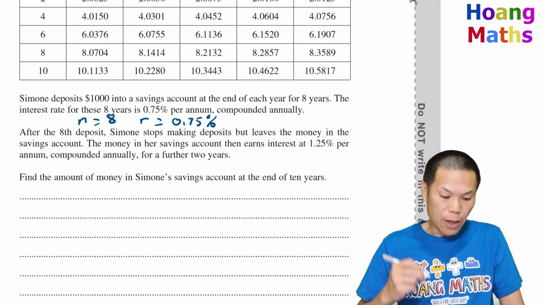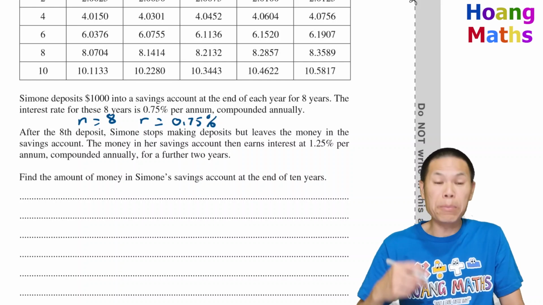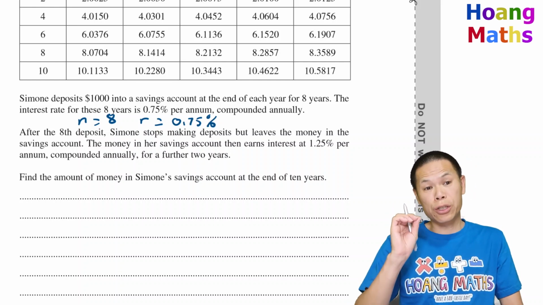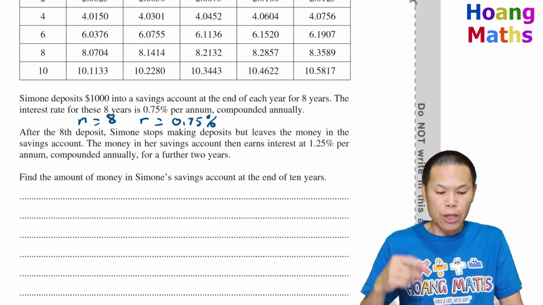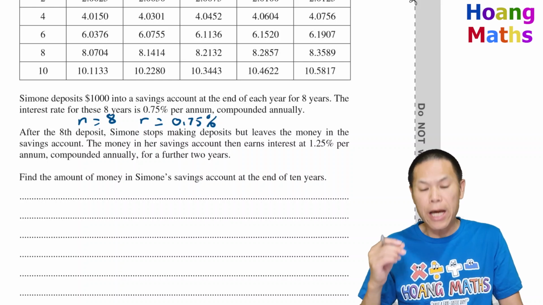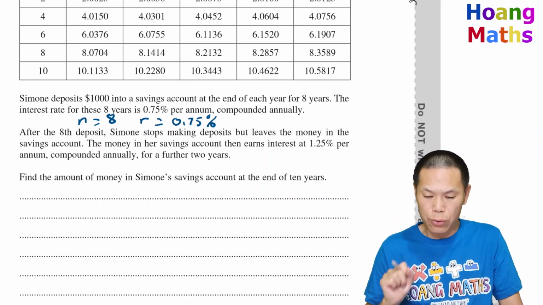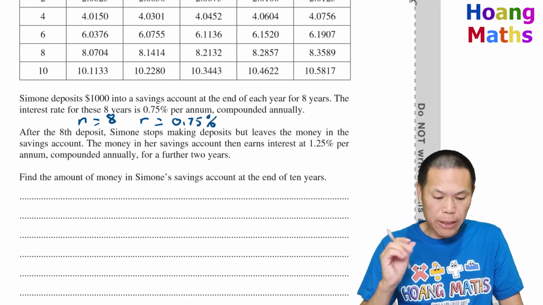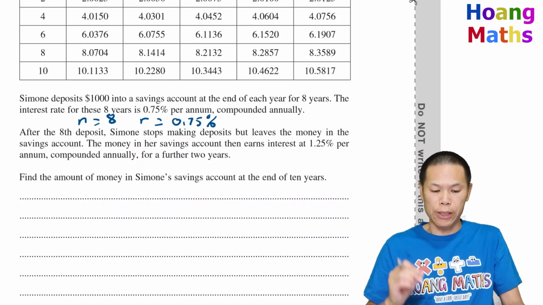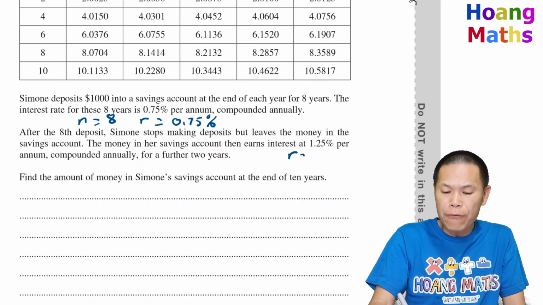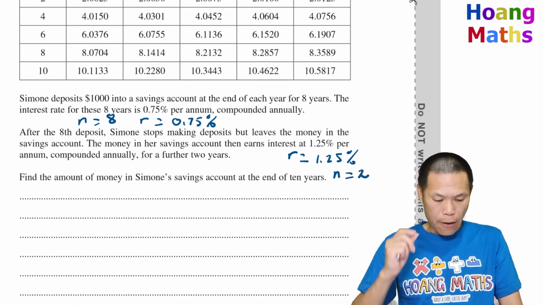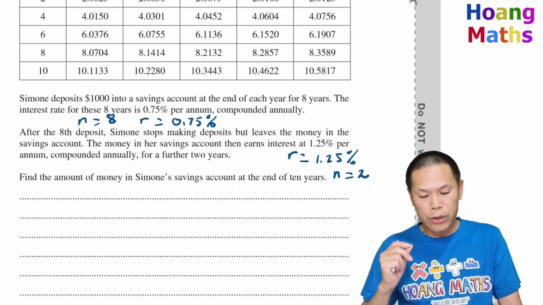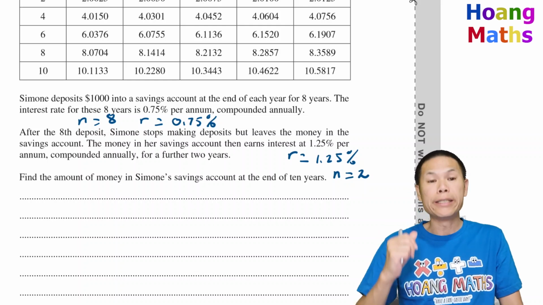Don't forget, after the 8 deposits, that means N is 8, Simon stopped making deposits but leaves the money in the savings account. The money in her savings account then earns interest at 1.25% per annum, compounded annually for a further 2 years. Keep that in mind. So for compound interest R is 1.25% and N is 2. The question is this: find the amount of money in Simon's savings account at the end of 10 years.